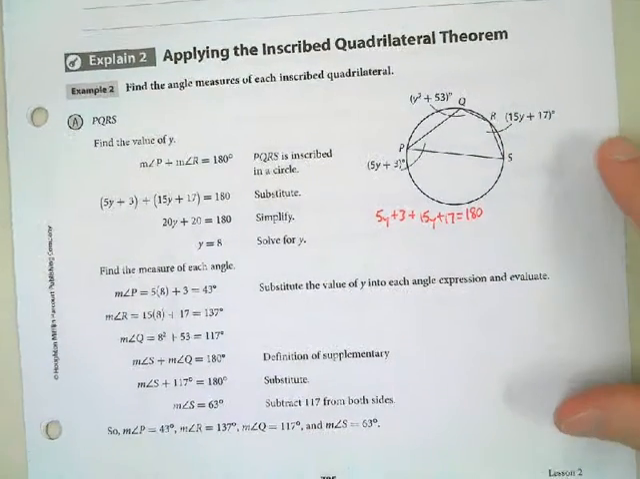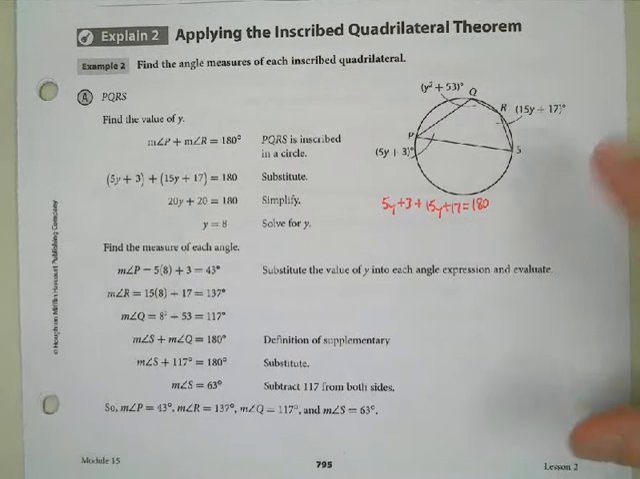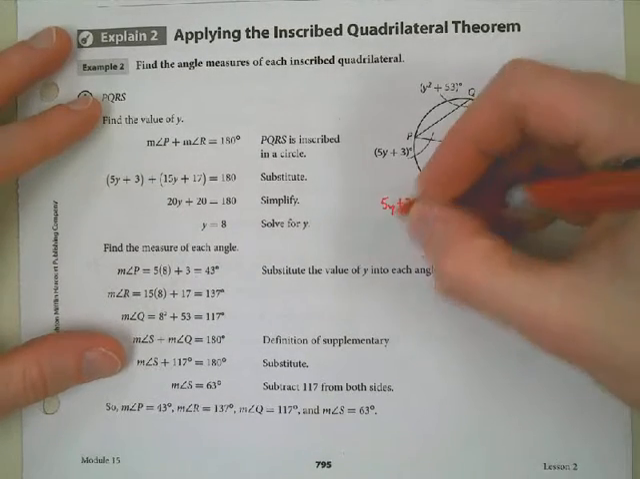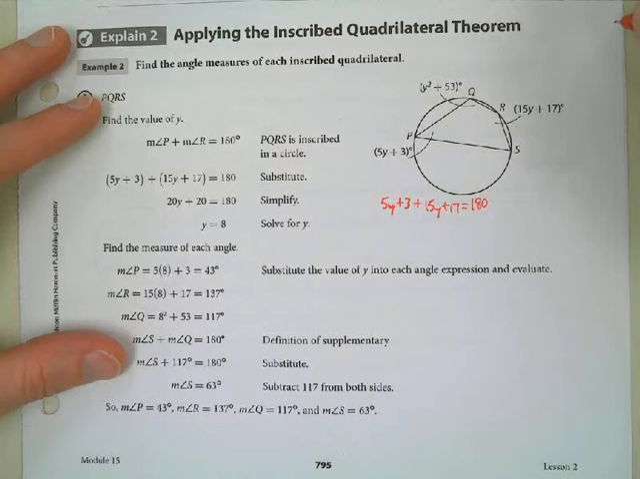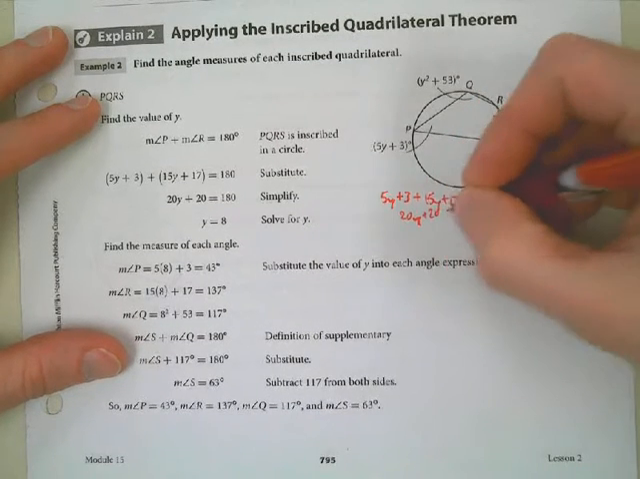For those of you that like algebra, this is very algebra-applicable. You're going to use quite a bit of algebra. All right. So then at this point, Julia, what do we do now? Combine like terms. That's right. So what are we going to end up with here? 20y plus 20 equals 180.